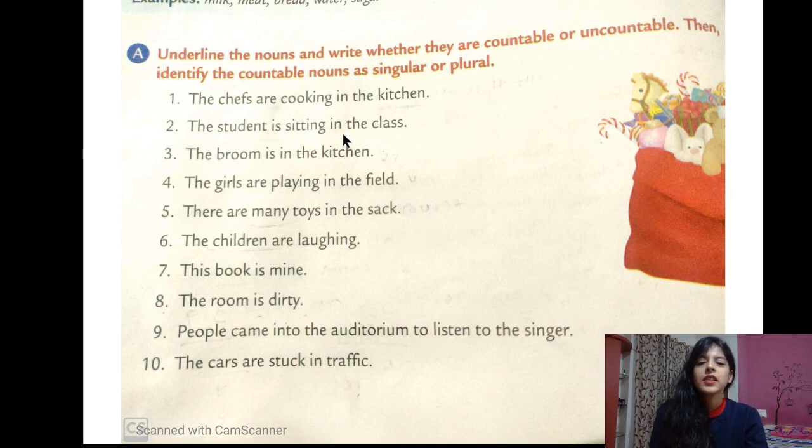The student is sitting in the class. So student is a noun. It is a general name of a student. Class is a general name of a place. So student and class are countable, which means we can count them. The student is sitting. Is there one student or many students? There is one student. There is no S. Class, there is only one class, so they will be singular nouns. So let's solve the rest of them.